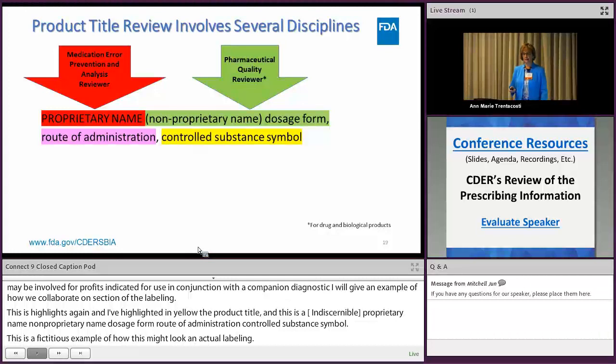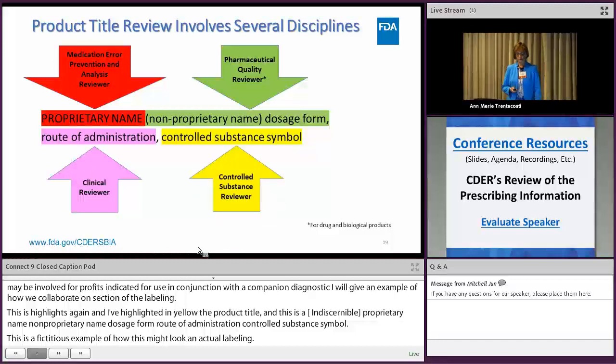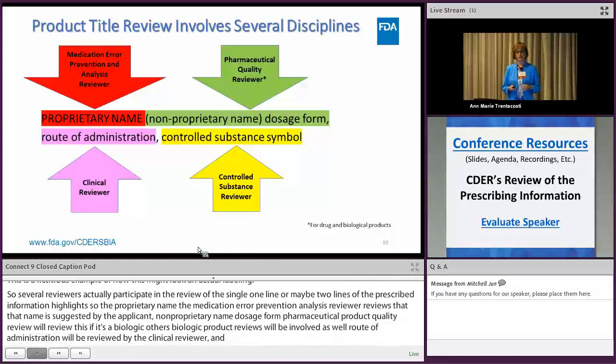If it's a biologic, biologic product reviewers will get involved as well. The route of administration will be reviewed by the clinical reviewer and the controlled substance symbol by the controlled substance reviewer. So you can see there's lots of collaboration in just this one line of highlights. At the end of the day, like I mentioned before, there are certain reviewers and CDTLs who review the entire labeling for clinical meaningfulness and scientific accuracy as well.